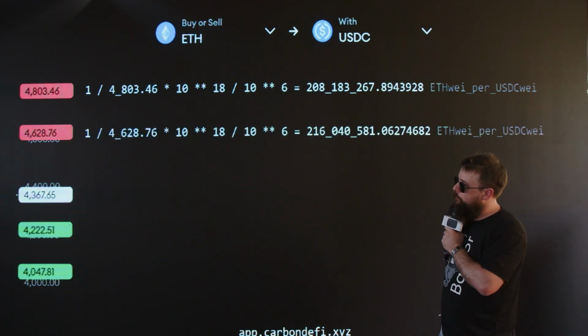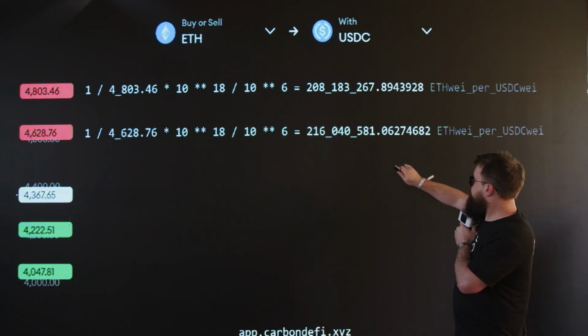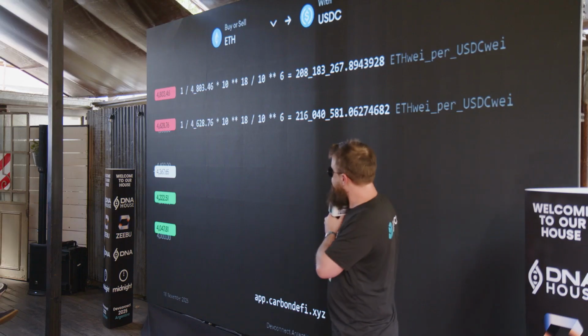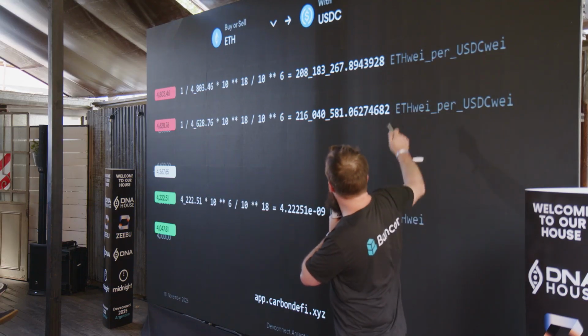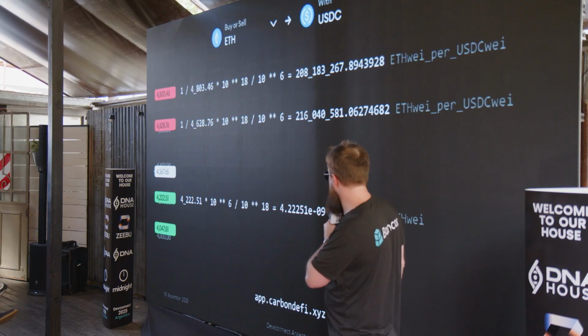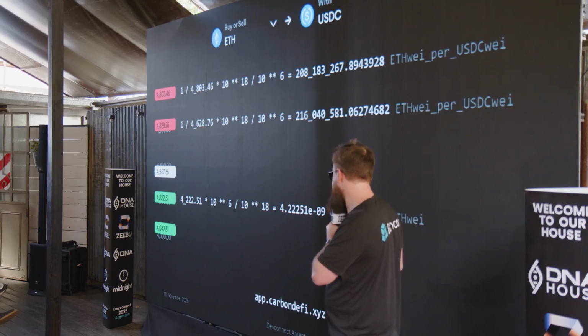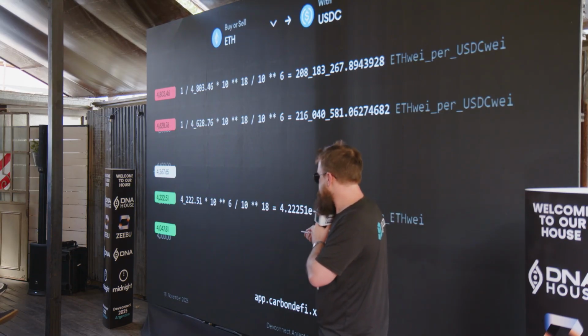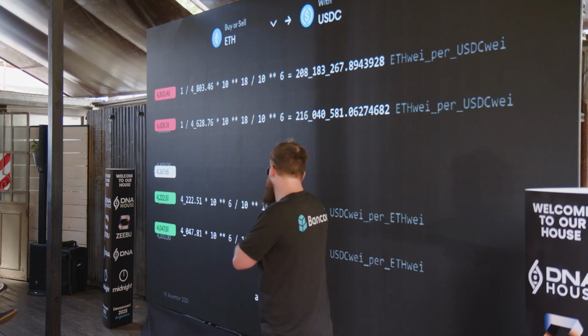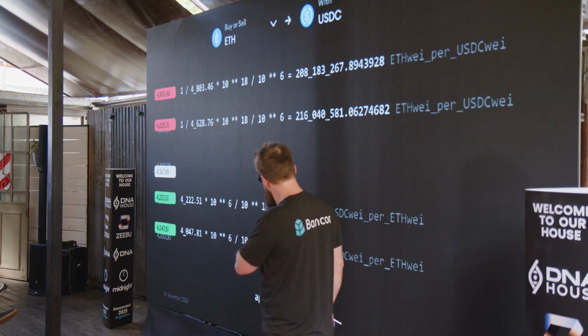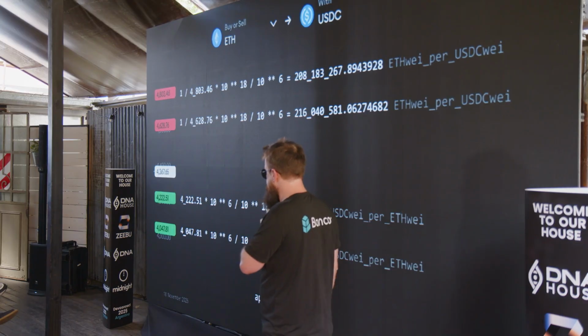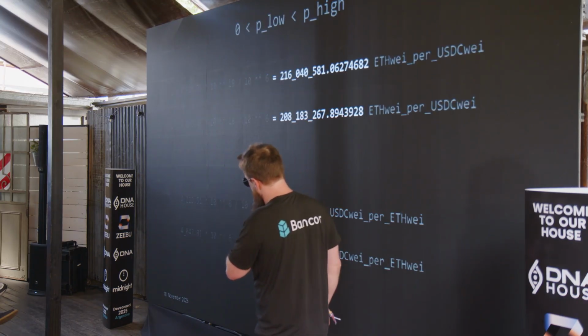We have to do the same thing for the 4,628, which comes out to this number. And you'll note that I'm actually making explicit that these are ETH wei units versus USDC wei units and so on. So after we've processed all of this data from the front end, because this is still in arbitrary precision, we then need to think about how this is going to get packed down into the smart contracts.